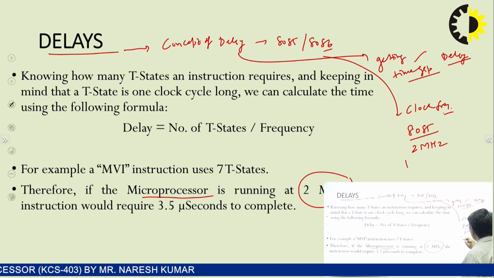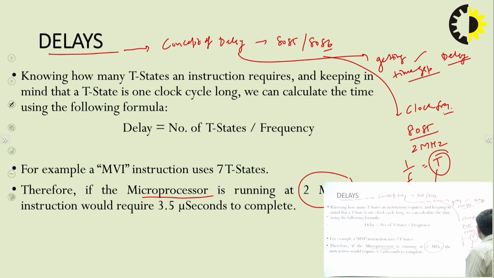So 1 upon frequency is time. This time period of one cycle is known as the T state. The time corresponding to one clock cycle is known as the T state. It is the minimum time that can be used by the microprocessor. So any event that happens in the microprocessor will be a multiple of this T state.